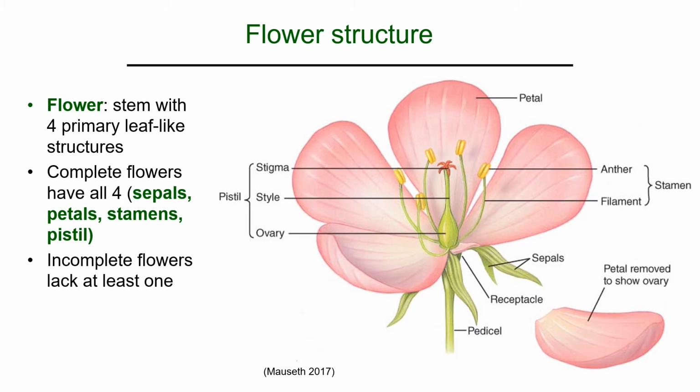That we have the pistil here. This is the female part of the flower. We have the anthers that are creating the pollen that moves to the stigma of the pistil in the fertilization process. We have the petals around the outside. Those are what are going to be attracting insect pollinators, for example, and then the sepals here. A complete flower is going to have all four parts. An incomplete flower will lack at least one of these.